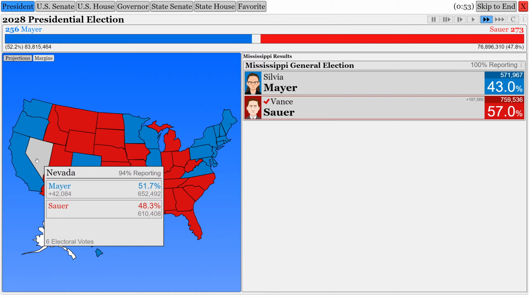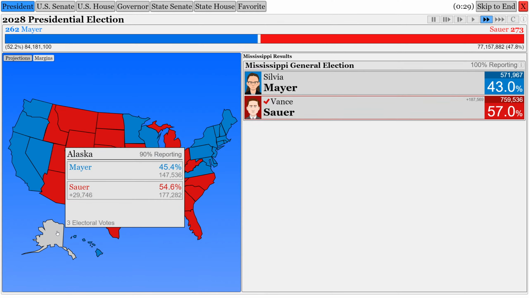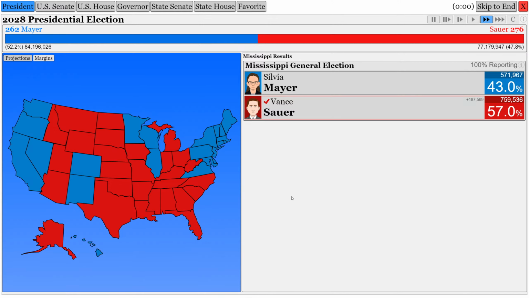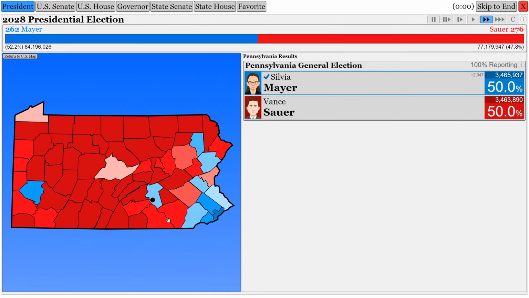Look at the popular vote difference. 77.04 to 84.02. Democrats just got called, and Alaska has yet to be called. 87% reporting, so this is going to put the Republicans at 276. Very close election. Okay, this is the final electoral map, so interesting. Oh, dude, look at that. Look at Pennsylvania. Jesus Christ. 2,047 votes. Holy crap. That is a dead heat. Oh my god, dude. That is crazy.